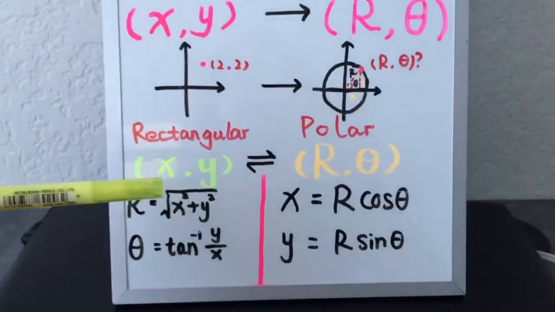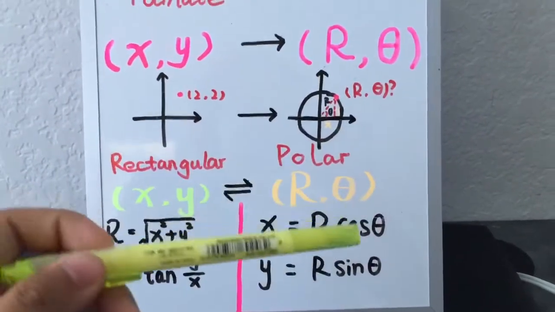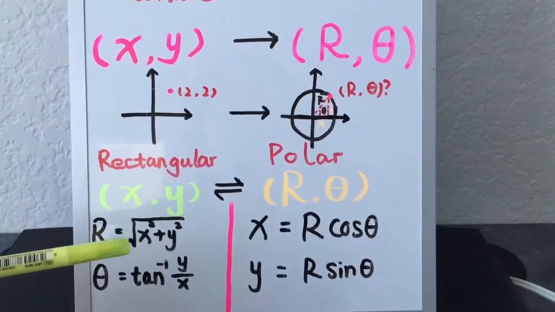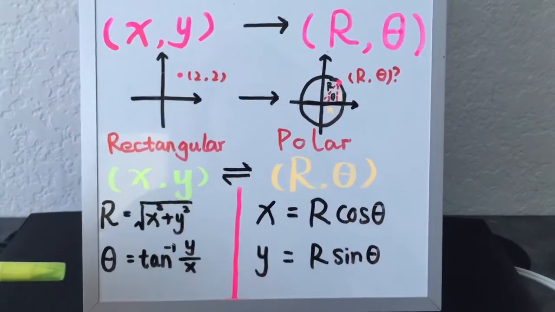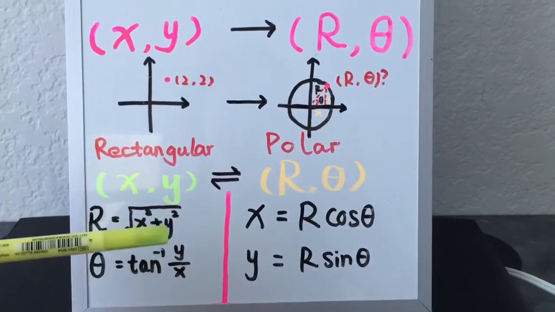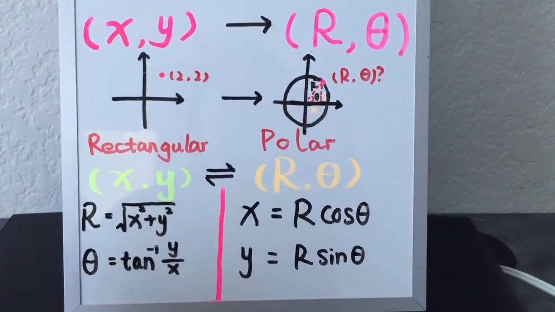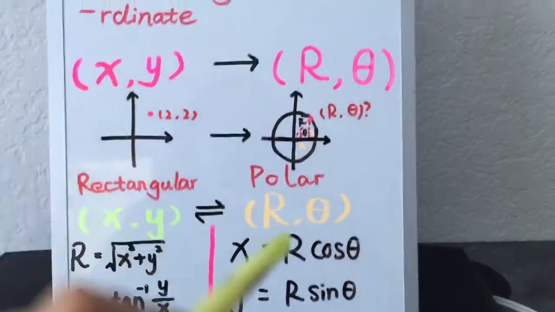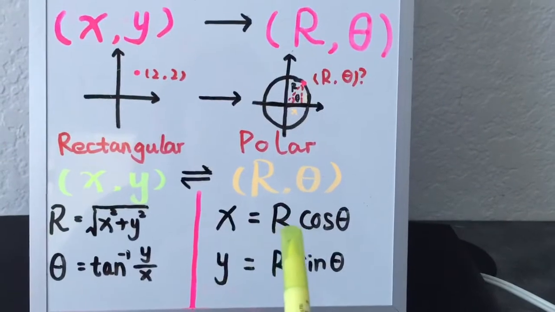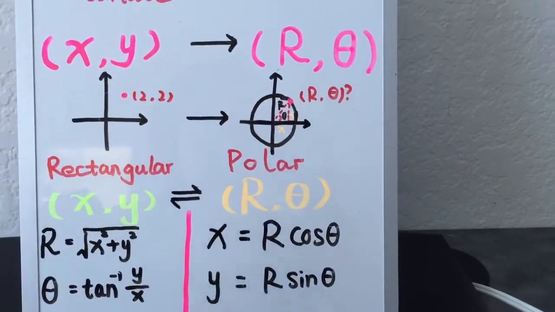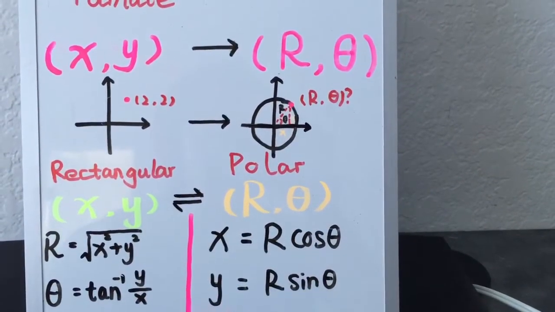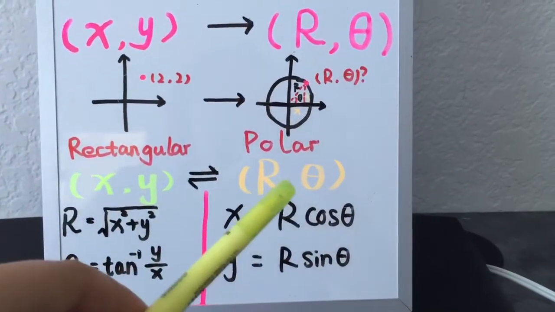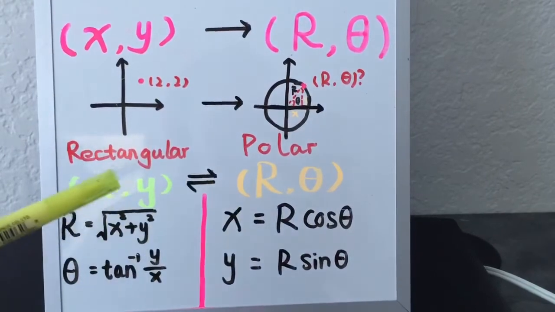So how do we actually convert from xy to r theta? There's a formula. r is equal to the square root of x squared plus y squared. Theta is equal to tangent inverse of y over x. Can we do it reversely? Sure we can. x is equal to r times cosine theta, and y is equal to r times sine theta. So every time, if we know one of these two forms, we can convert it to the other form.